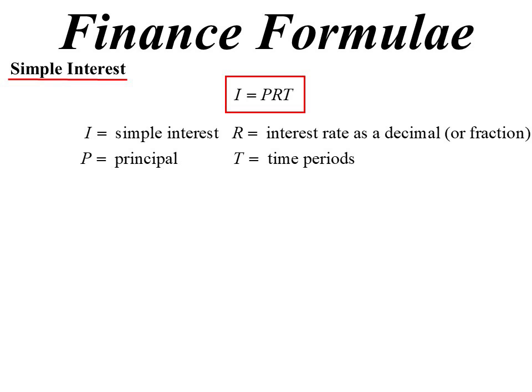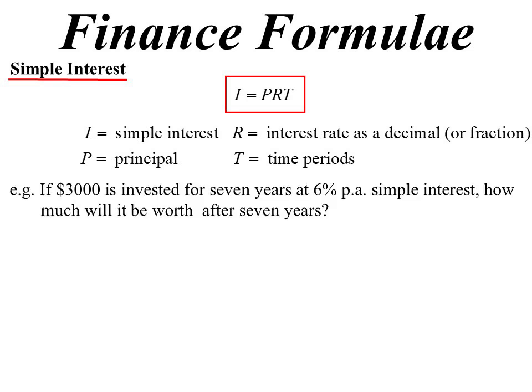And it's a very simple formula because it's just assuming that the same rate of interest is applied, and in reality it doesn't happen like this, but $3,000 is invested for 7 years, simple interest. How much would it be worth after 7 years? I get in a PRT and we get 1,260, but make sure you read the question.